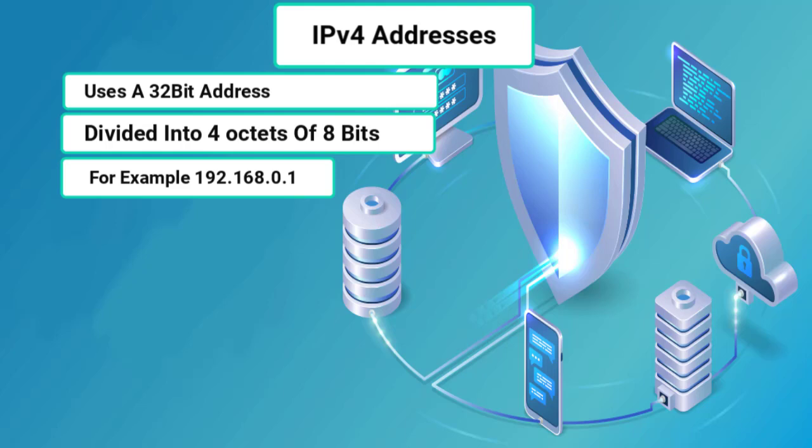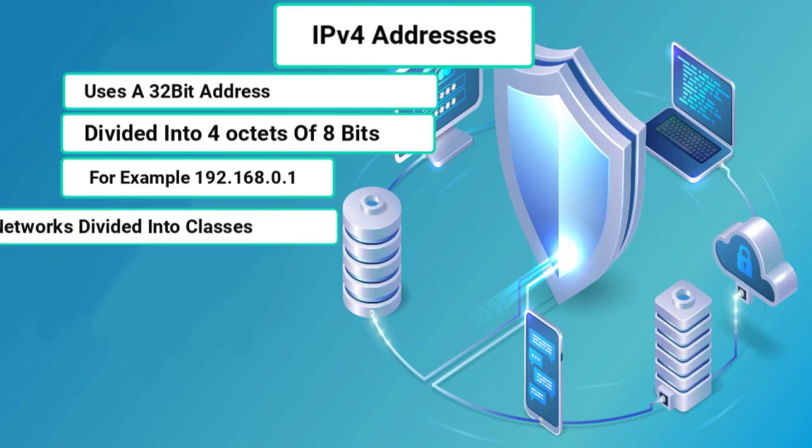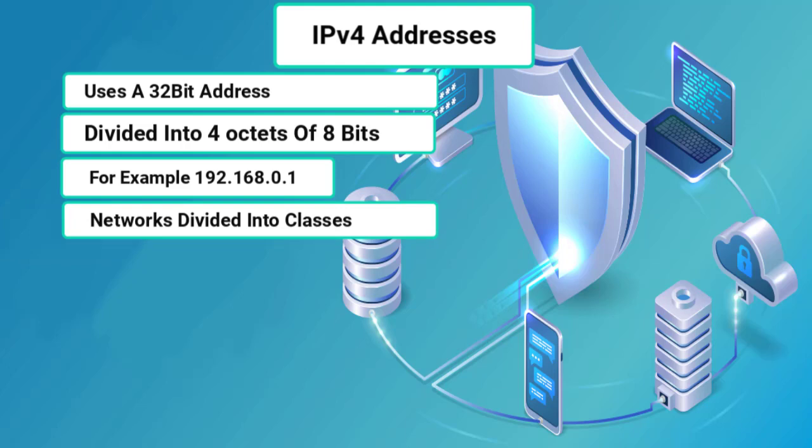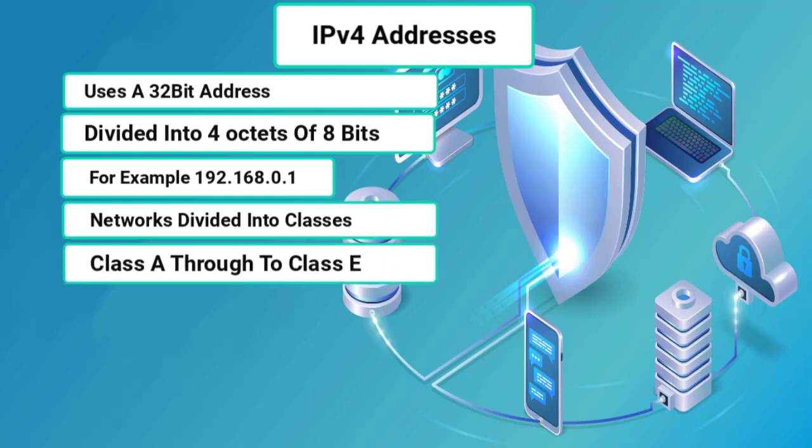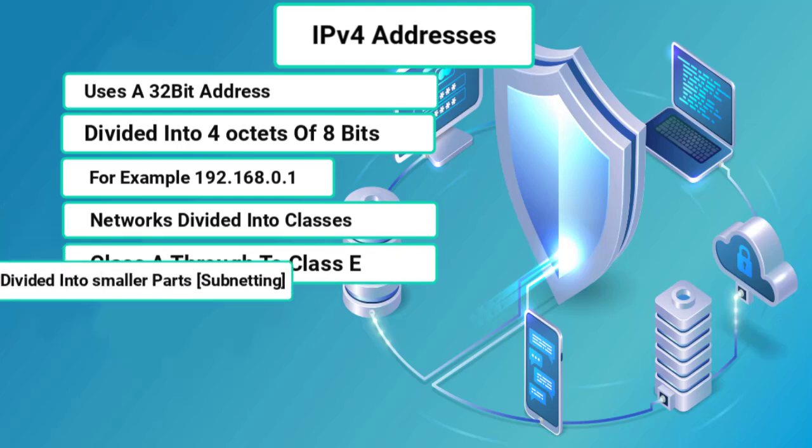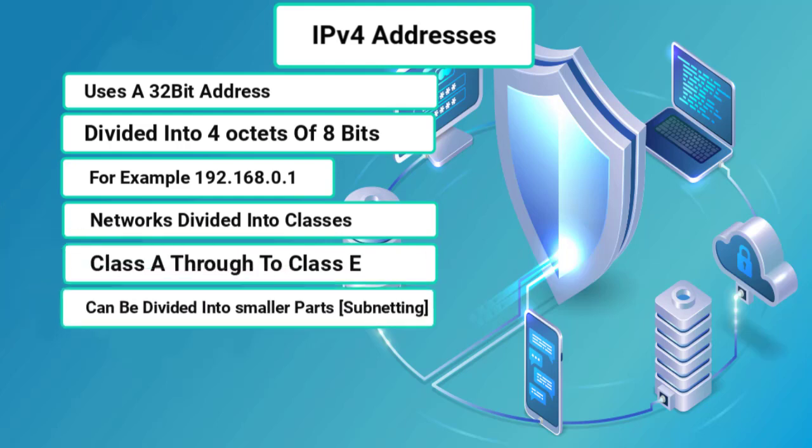Initially, all networking was classified. These classifications ranged from A to E. The number of computers that could be on the network was regulated by the class. These networks may be subdivided into smaller portions through a technique known as subnetting.